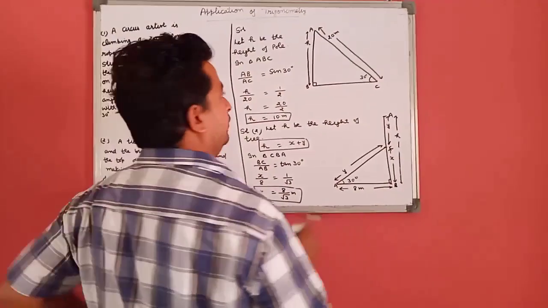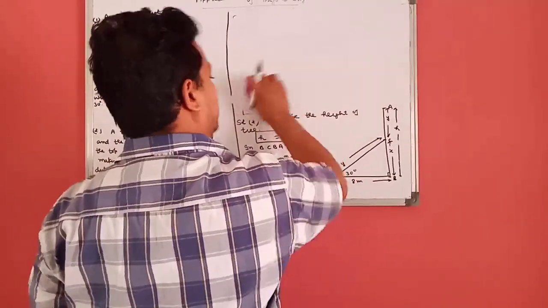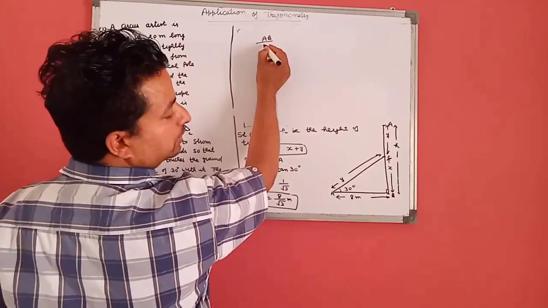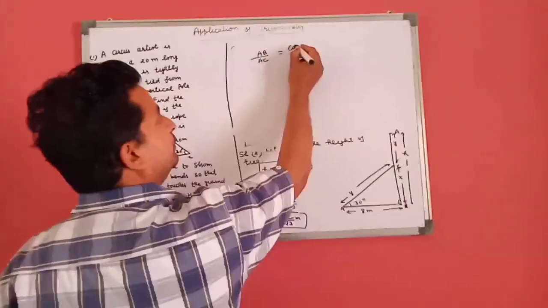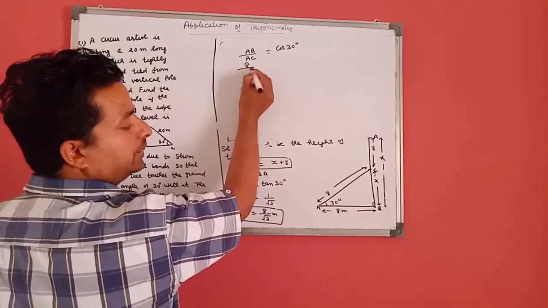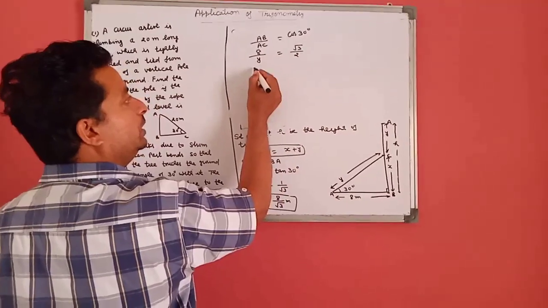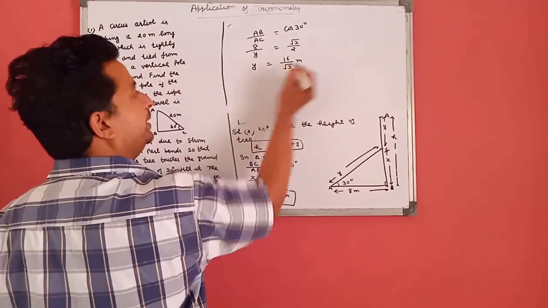In this triangle we also find AB upon AC, that is base over hypotenuse, which is equal to cos 30. AB is 8, AC is Y, and cos 30 is root 3 by 2. When we cross multiply, Y is 16 by root 3 meters.